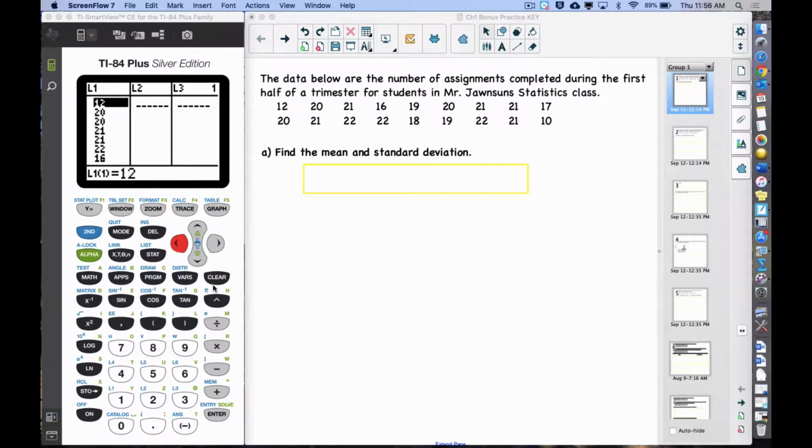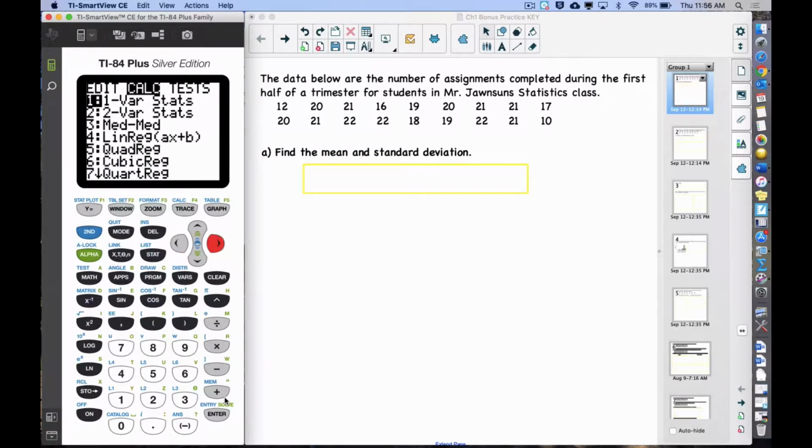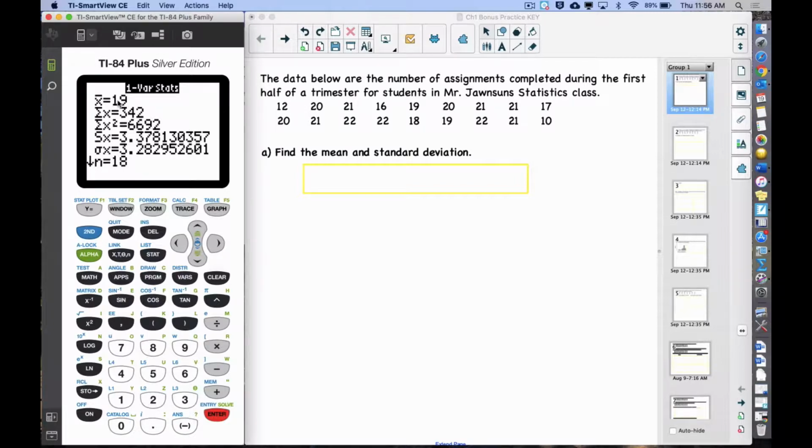So in the first question, they just want you to find the mean and standard deviation. To get that, first you type in your numbers, then we're doing stat, calc, one var stats. My data's in list 1, I'll leave everything else. And mean is x bar.